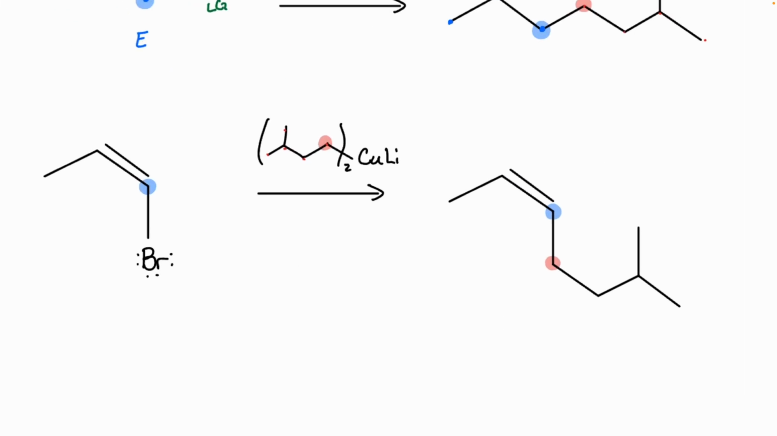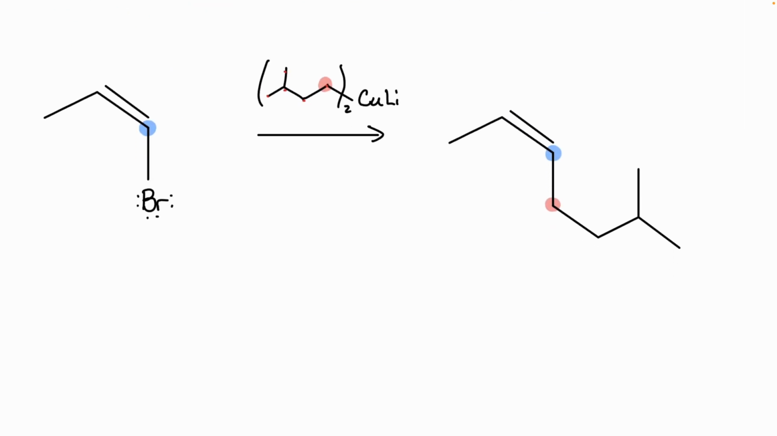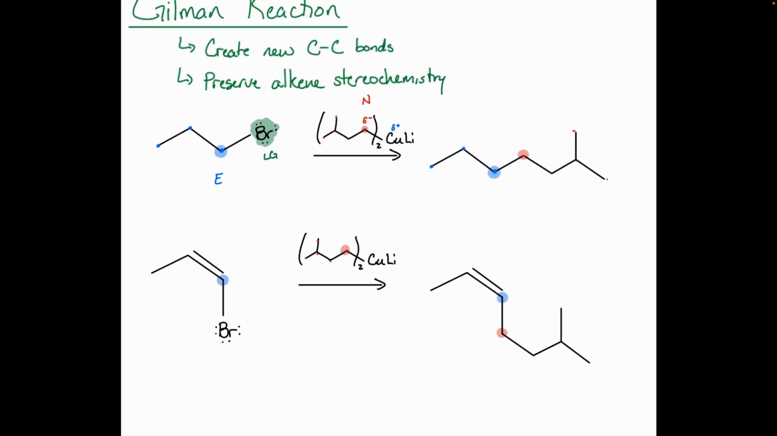And honestly, the reason for that, when I've looked into it a little bit, seems very complicated. It has to do with some weird coupling between the copper and the carbon double bond, whatever. We don't know our mechanism for it. What we need to remember is that these reactions will preserve our alkene stereochemistry. Whatever stereochemistry we start out with, whatever direction our carbon-halogen bond is pointed, our new carbon-carbon bond is going to be pointed in that same direction.